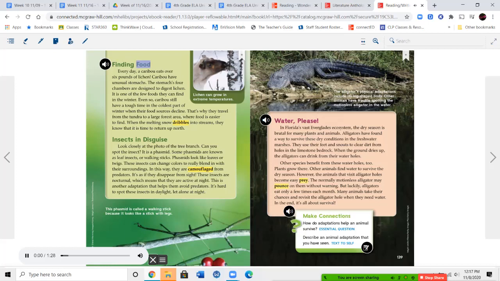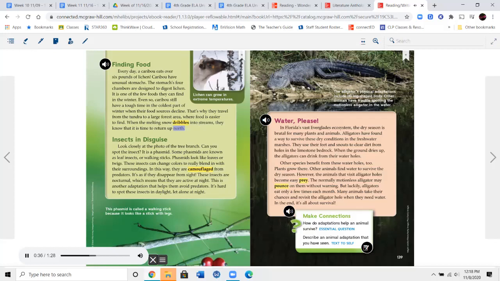Finding food. Every day, a caribou eats over 6 pounds of lichen. Caribou have unusual stomachs. The stomach's 4 chambers are designed to digest lichen. It is one of the few foods they can find in the winter. Even so, caribou still have a tough time in the coldest part of winter when their food sources decline. That's why they travel from the tundra to a large forest area where food is easier to find. When the melting snow dribbles into streams, they know it is time to return up north.